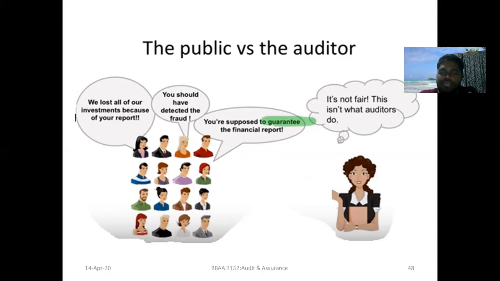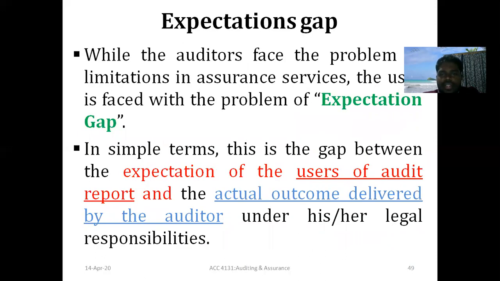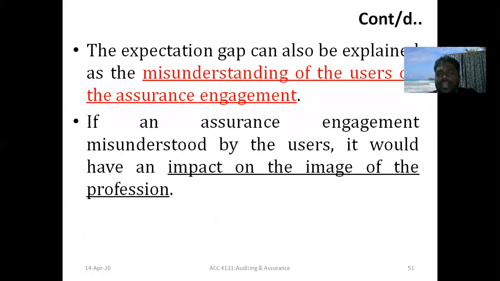When we fail to understand that, it will lead to the expectation gap. Simply, we discussed the expectation gap. This is a gap or difference between the expectation of the users of the audit report and the actual outcome delivered by the auditor under his or her legal responsibility. That's important: his or her legal responsibility. Simply, you can say that this is a misunderstanding of the users about the audit engagement.